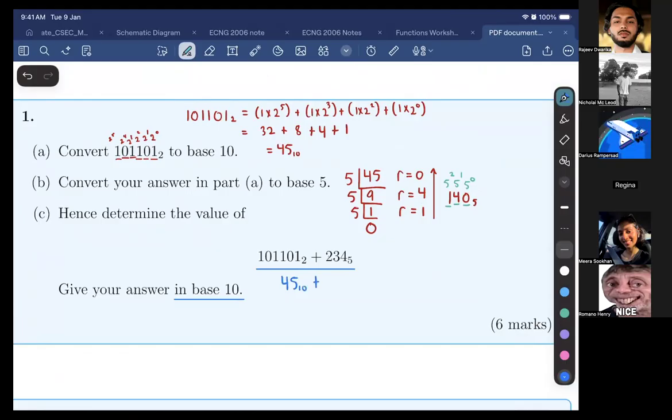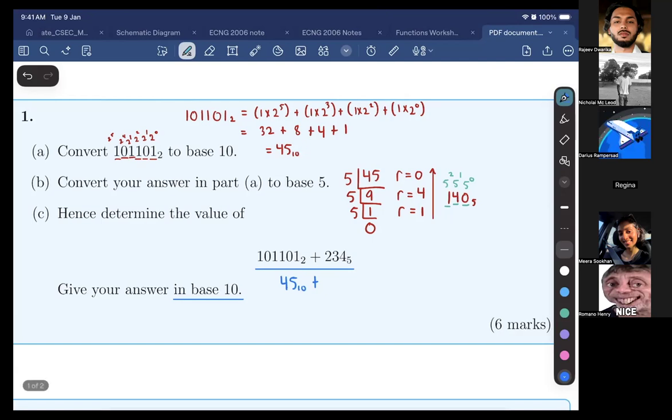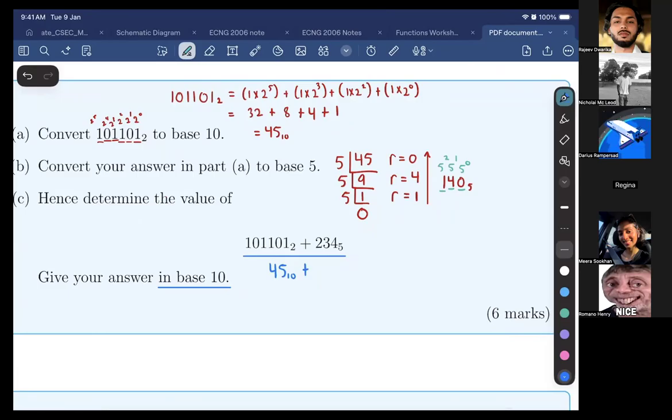Okay. And what is 2 3 4? Do we know what 2 3 4 base 5 is in base 10? Or we had to convert it? Yeah, we had to convert it, right? Okay. So we have 2 3 4 base 5.